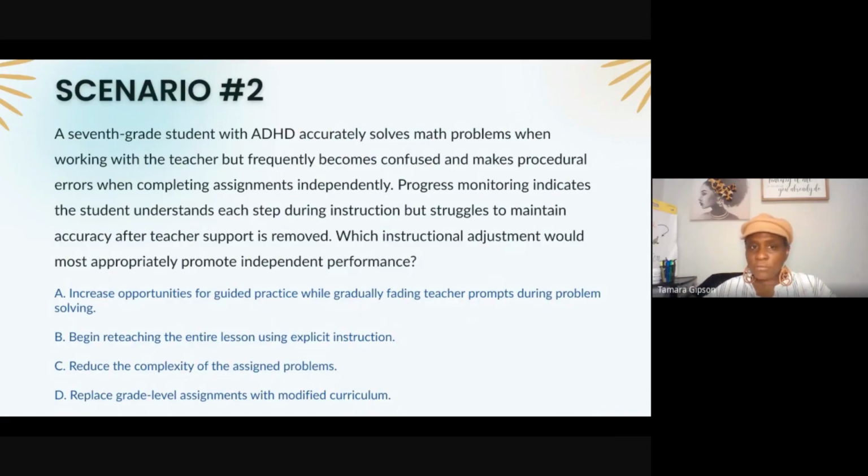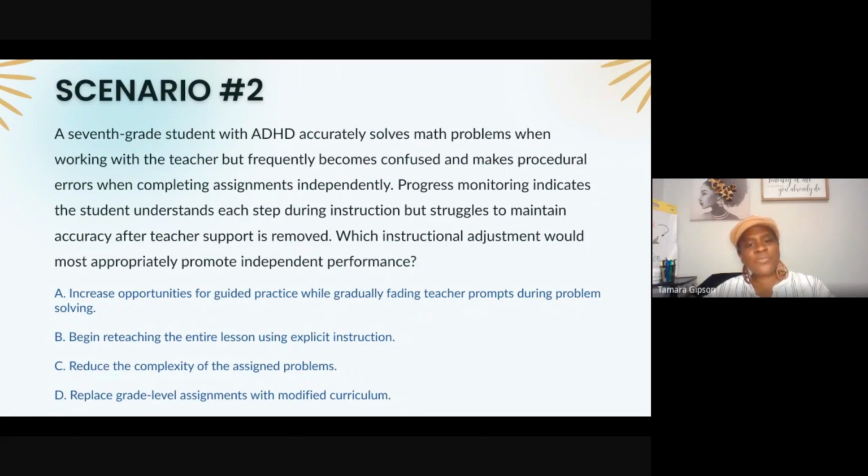Again, same framework. What's the data? What is the need? And what actions correctly answer my question? Well, A says to increase opportunities for guided practice while gradually fading teacher prompts during problem solving. B, begin reteaching the entire lesson using explicit instruction. C, reduce the complexity of assigned problems. Or D, replace grade level assignment with a modified curriculum.